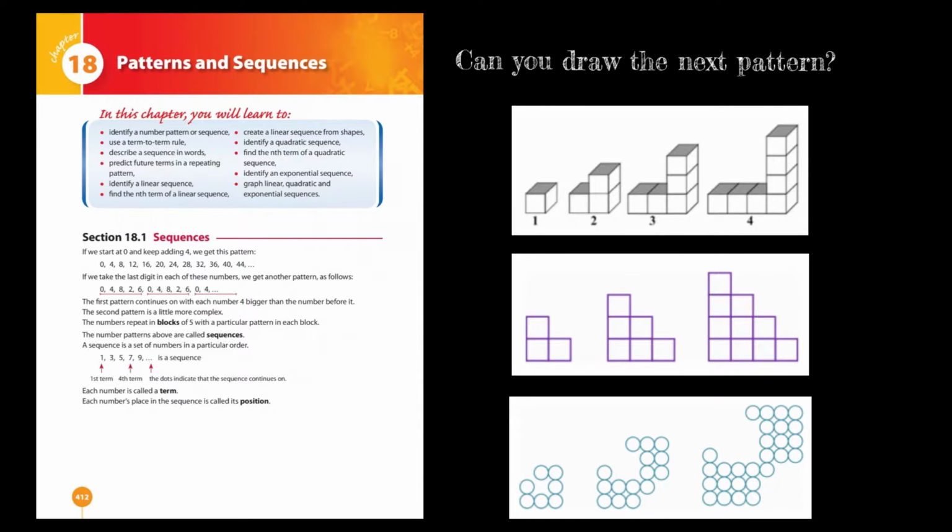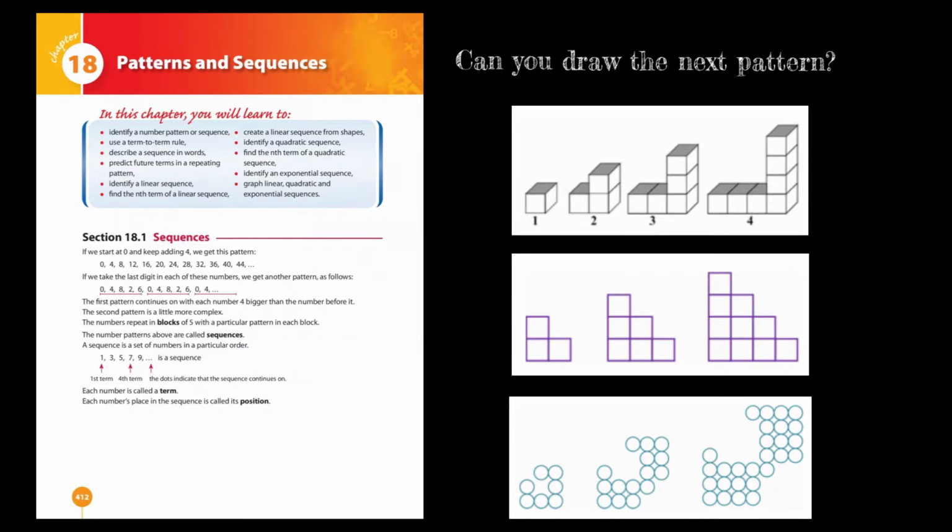Okay, so from looking at that, you should be able to come up with different ideas. Obviously here you can see this has grown by, it was 1, then it was 2, then it was 3, then it was 4. So the next one here you'd expect to be 5 long and 5 high.